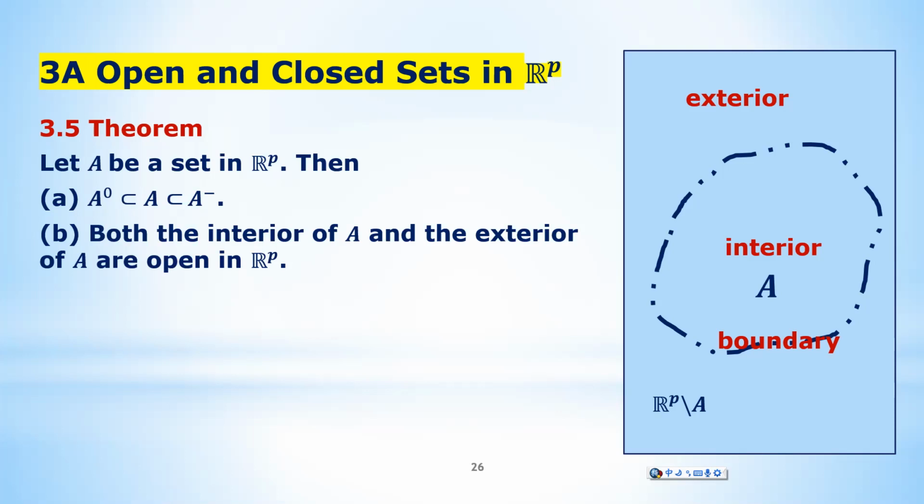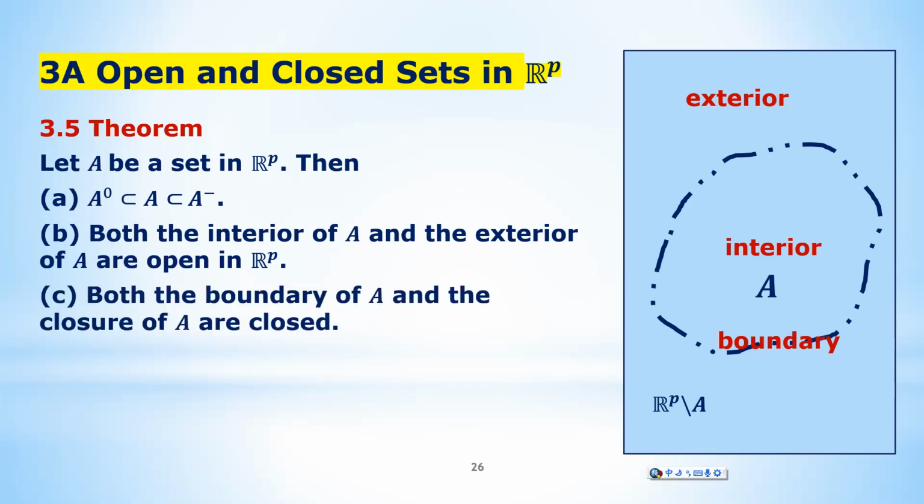Now, the key thing we want to prove is that both the interior and exterior of A are open. This is a very important result. A is complicated, but the interior and exterior are very simple. They are just open sets. And also, the boundary of A and the closure of A are closed. So with a complicated A given, I can define these four sets, two of them open and two closed, which are much simpler than A itself. That's the thing we want to establish today. The proof is not difficult.